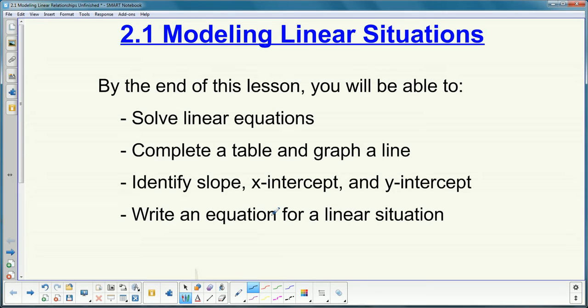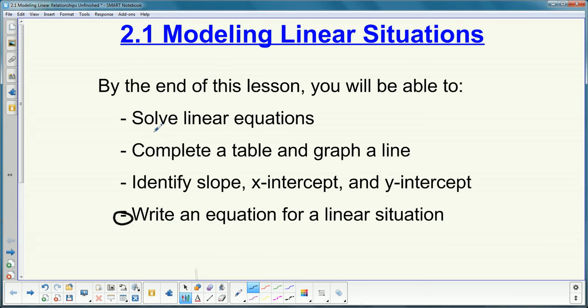Alright, next flipped lesson in our Common Core Algebra 1 class. So we are in Chapter 2 now, and the first section is talking about writing equations for a line.